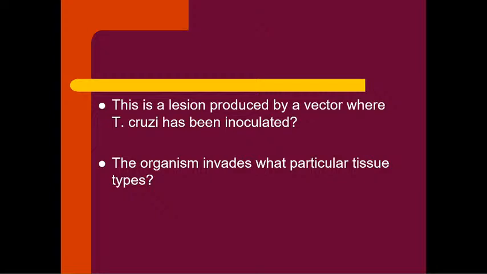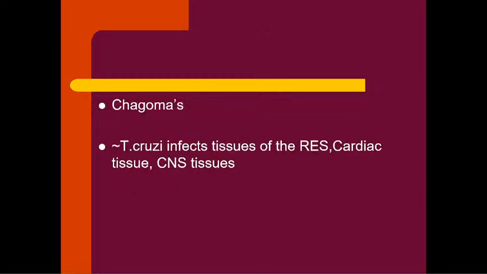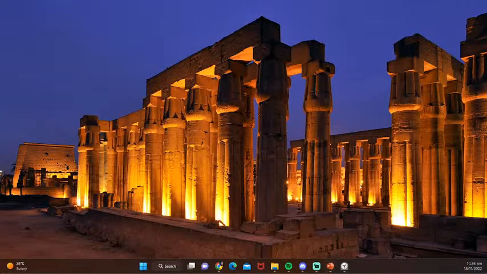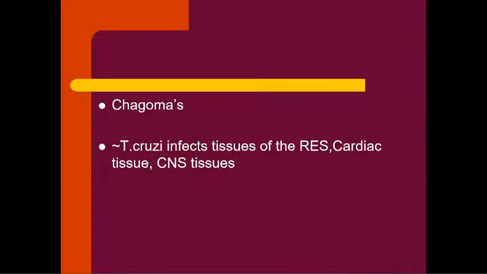Okay, now, the vector will produce a particular lesion if it's an assassin bug. It's known as a chagoma. In this particular chagoma, the Trypanosoma cruzi infects the RES, or the reticuloendothelial system of our body. Then may reticuloendothelial system natin. Let's talk about it. Let me cancel the slideshow and I will ask the students if they remember their histology.